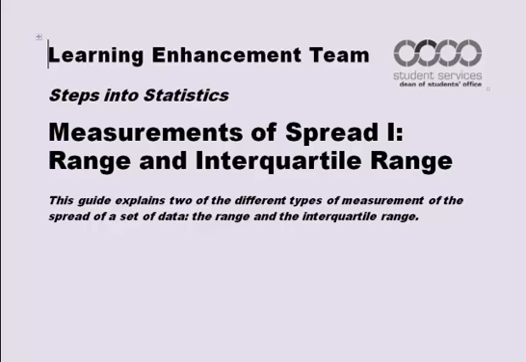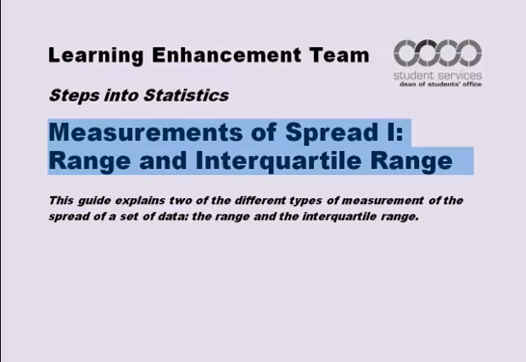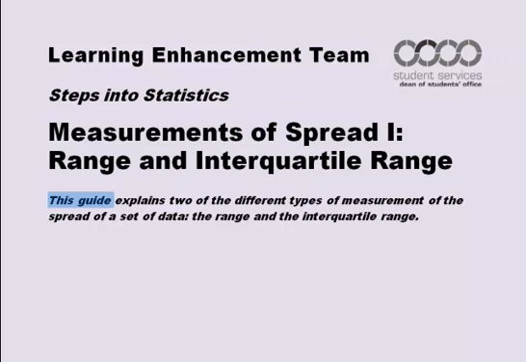Welcome to a webcast made by the Learning Enhancement team based in the Dean of Students Office at the University of East Anglia. This webcast is part of the Steps into Statistics series and concerns measurements of spread 1, range and interquartile range. This guide explains two of the different types of measurement of the spread of a set of data, the range and the interquartile range.